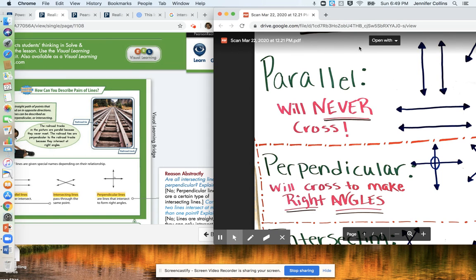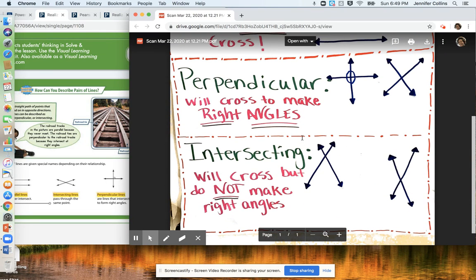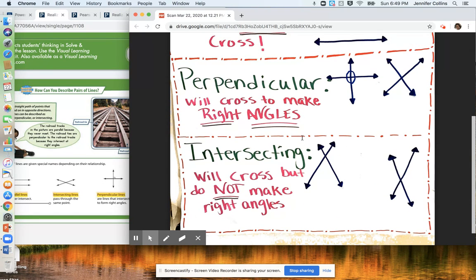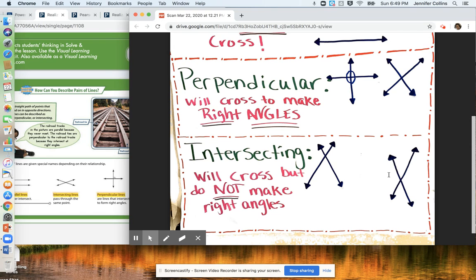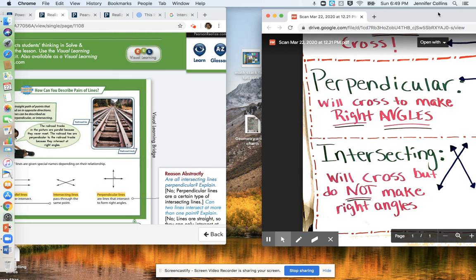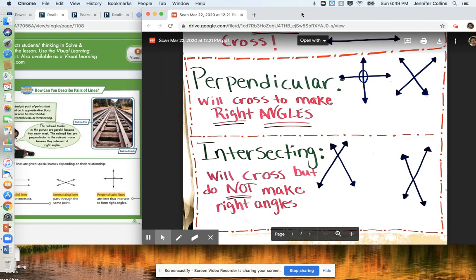All right, the last one that we're going to talk about today is intersecting lines. Intersecting lines do cross each other, but they don't make right angles. If you notice, they can cross anywhere on the line, and we call them intersecting because they do cross, but they do not make right angles, okay? Are they all perpendicular? No, they're not, because a perpendicular line is a certain kind of intersecting line.